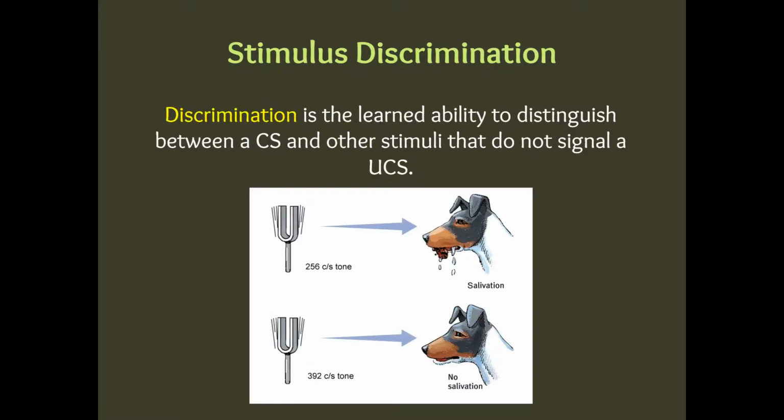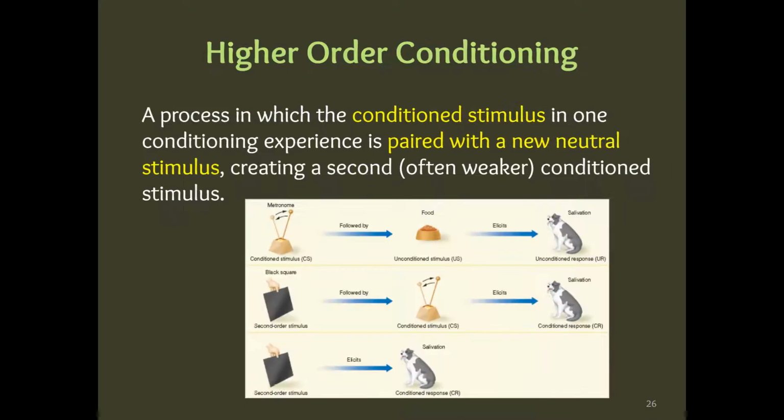But then there's discrimination, right? Discrimination is the learned ability to distinguish between your conditioned stimulus and other stimuli that do not signal an unconditioned stimulus, or an unconditioned response. So changing the tone of the bell will change a dog's response to that stimulus. Dogs will discern and think, nope, this isn't the right tone. This tone isn't going to do it.